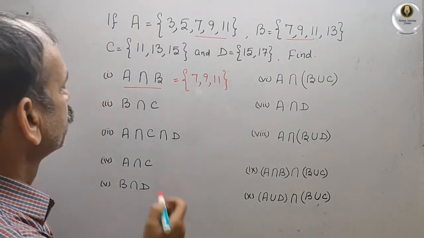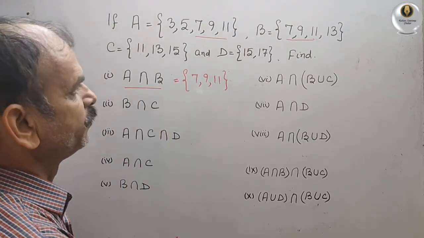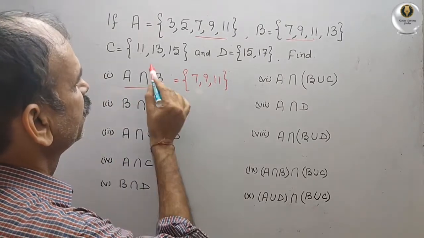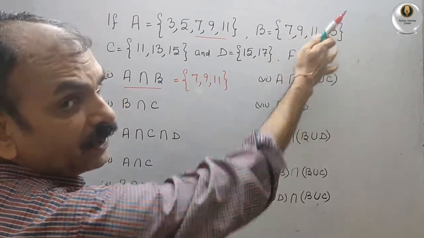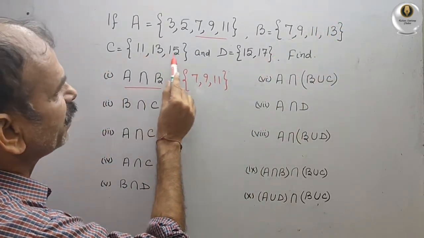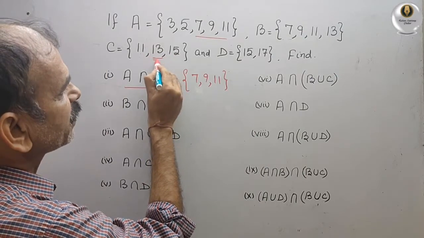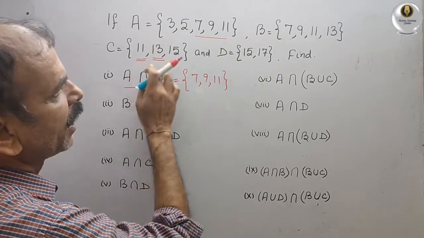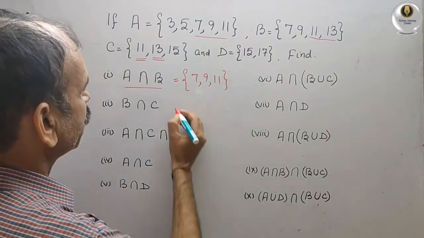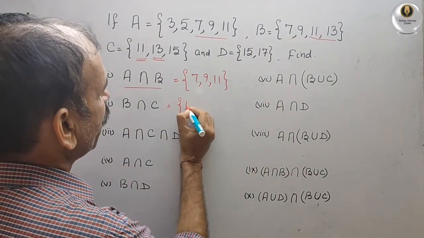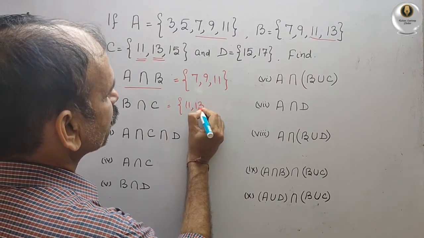Next, B intersect C. You can see here it is 7, 9, 11, 13. Here it is 11, 13, 15. That means 13 and 11 are common. We will write here {11, 13}.